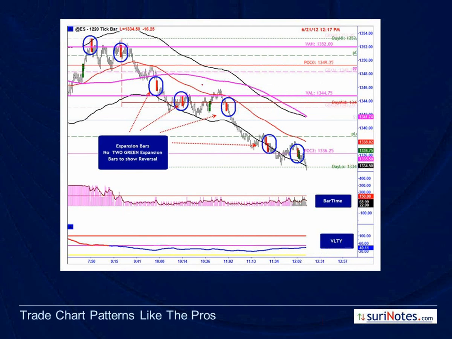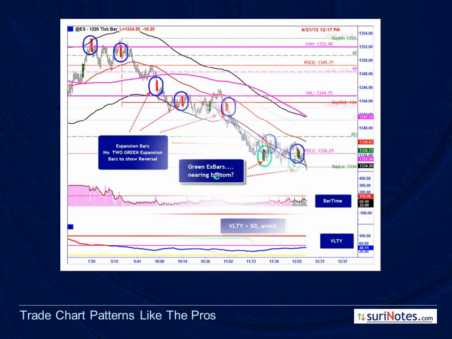So here is another one. These are all just the explanation of what the expansion bars do. This is all again from 6/21, just the day before yesterday.